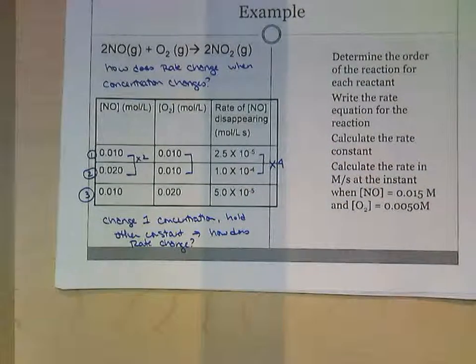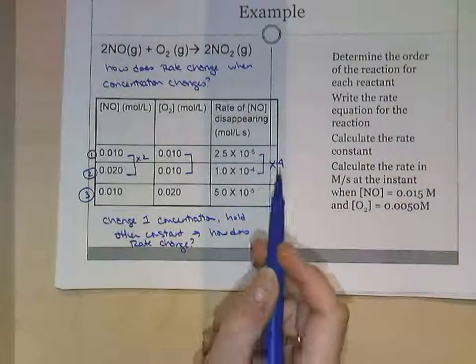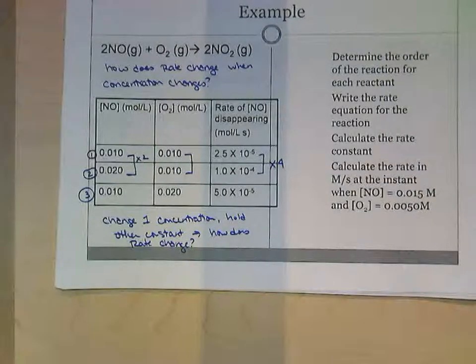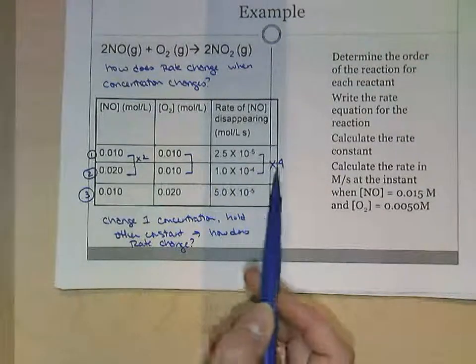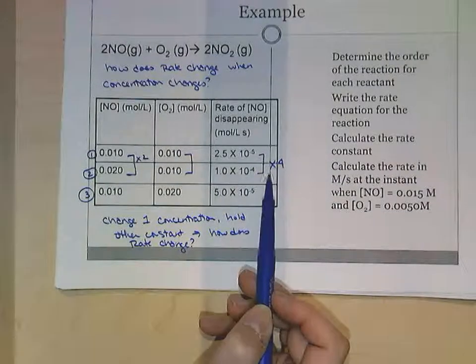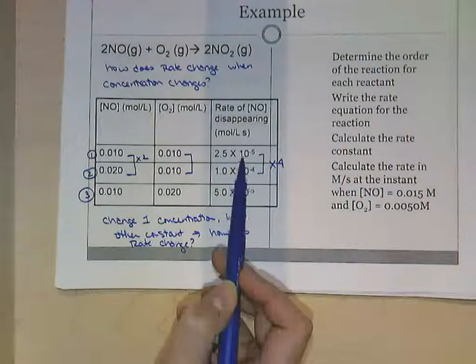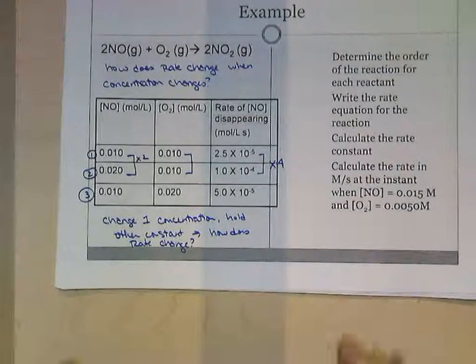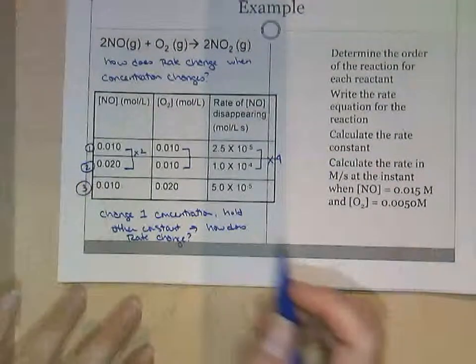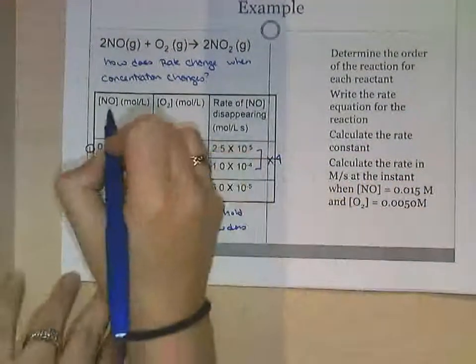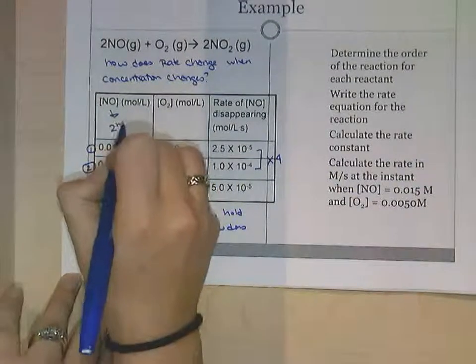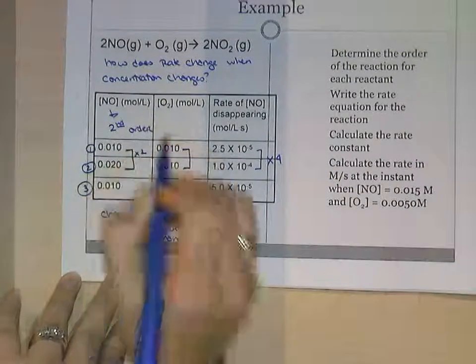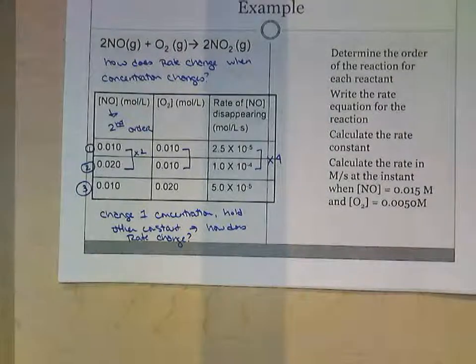So if I double the concentration and the rate quadruples, is that first order? It can't be first order, right? Because they didn't do the same thing. If I doubled it and this squares, it's not double, it's quadrupled. It means that this is second order. So it's second order in NO.